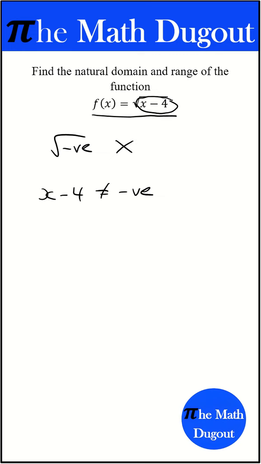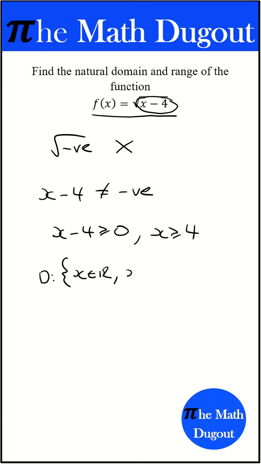And a better way to write that mathematically would be to say that x minus 4 has to be greater than or equal to 0. It can be 0 or it can be bigger than 0. It can be positive because I can take the square root of a positive number. So solving this inequality, x must be greater than or equal to 4, just adding 4 to both sides. So I see that my domain is such that x is a real number where x is bigger than or equal to 4.